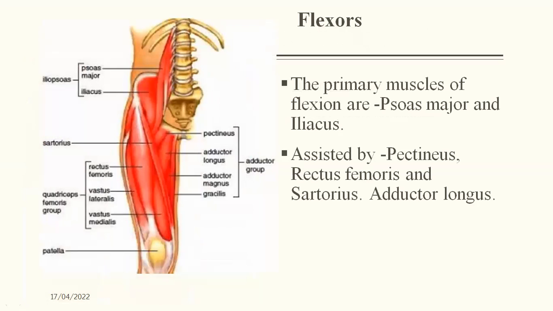Then the flexors of the hip: the iliopsoas, that is the psoas major and iliacus. Together they form the iliopsoas. These are the chief muscles for flexion of the hip. Then the assisting muscles are the pectineus, rectus femoris, sartorius, and adductor longus. We can see this is the pectineus muscle, then the rectus femoris, then the sartorius, and this is the adductor longus. The role of these muscles is flexion of the hip joint.